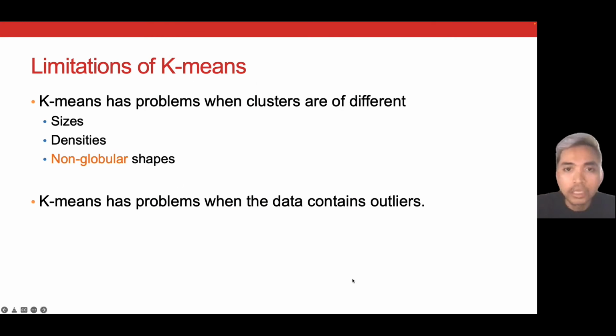So there are limitations of k-means. One is different sizes. Second, different densities. Third, non-globular shapes. And fourth, k-means has a problem also when the data contain outliers.